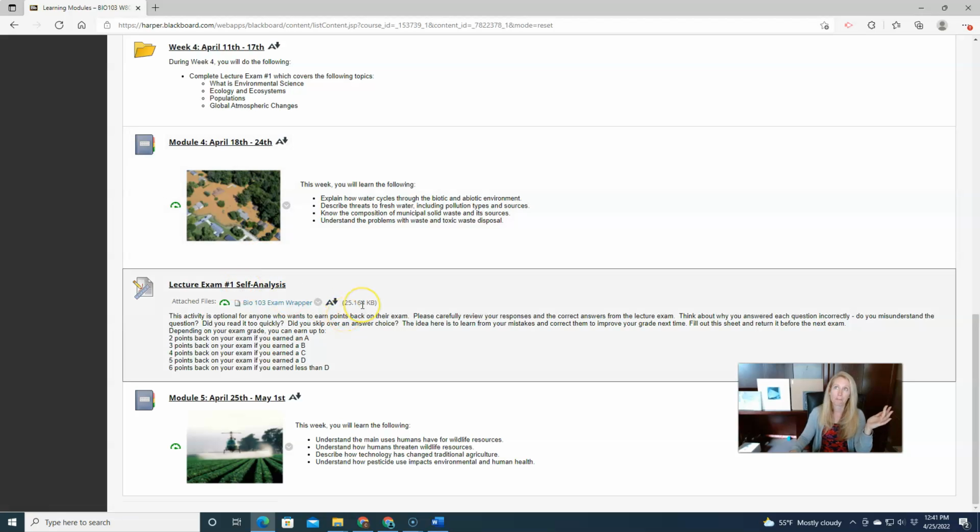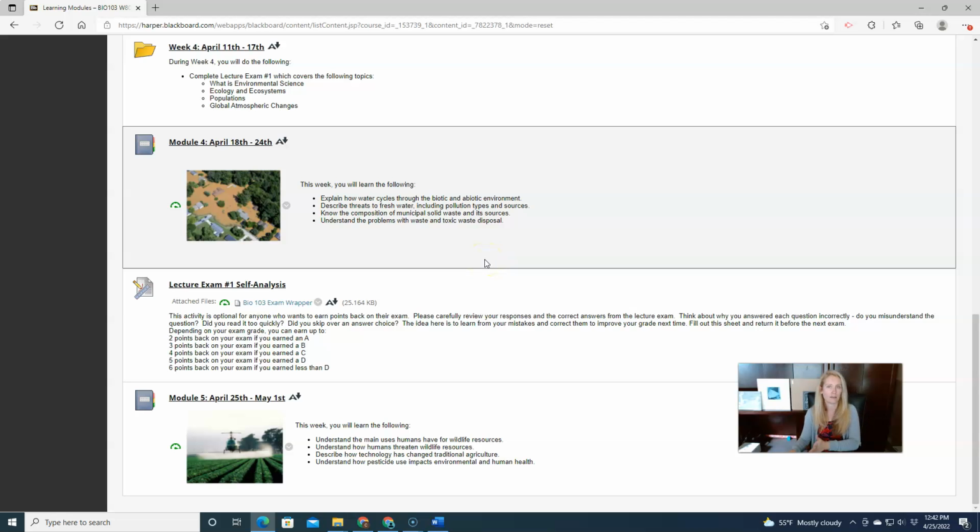And again, the better you did on the exam, the fewer points you get, and the lower your score was, the more points you could potentially earn back on your exam. When you turn this in, I will read through it, and then I'll say, great, thanks for your reflection, and I'll add those points right back onto lecture exam number 1 to increase those scores. This just needs to be completed before the next exam. You can complete this self-analysis at any time in between. So no specific due date, but just try to get that done before we take our exam next time.